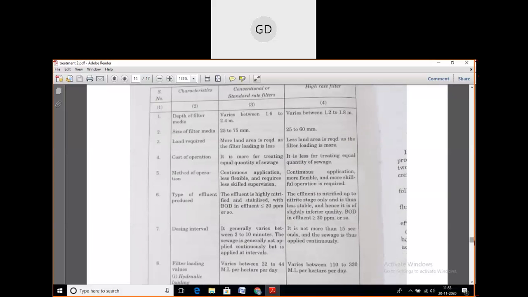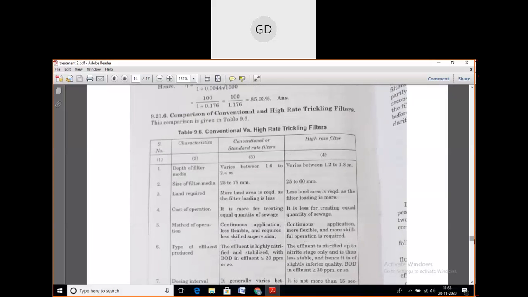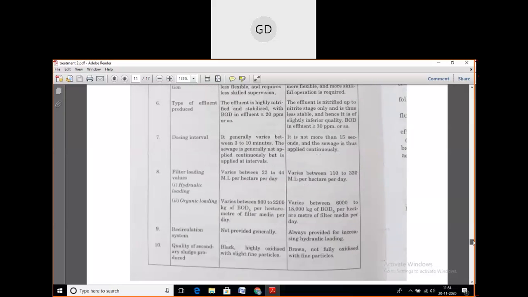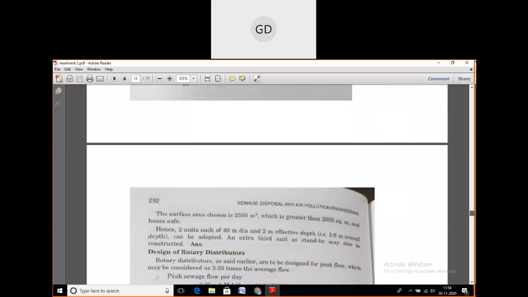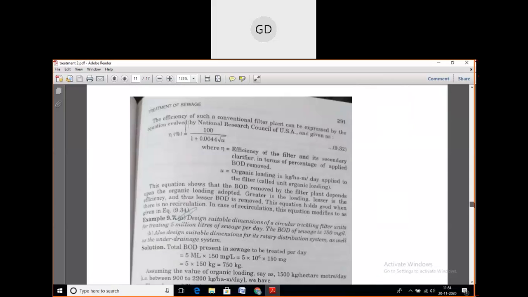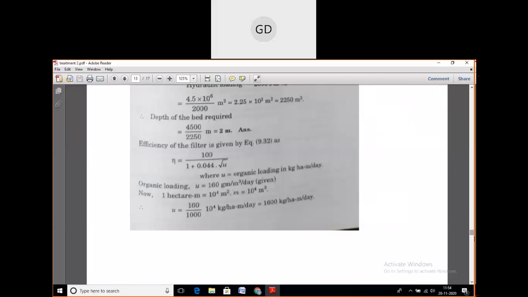The differences between conventional and high rate trickling filters are also important. You can note them down. Based on each characteristic, write 5 to 6 points. This one, conventional and high rate trickling filter, I will share with you by today. Previous notes I have already shared.